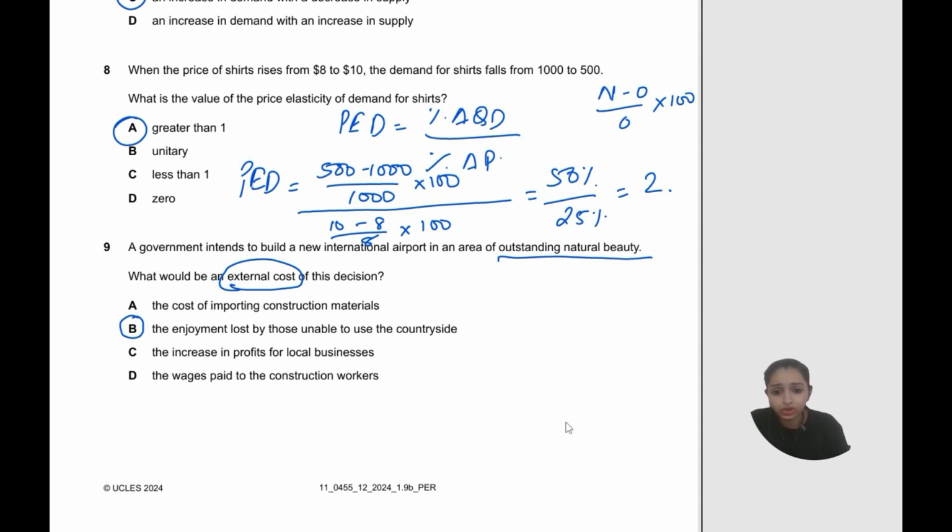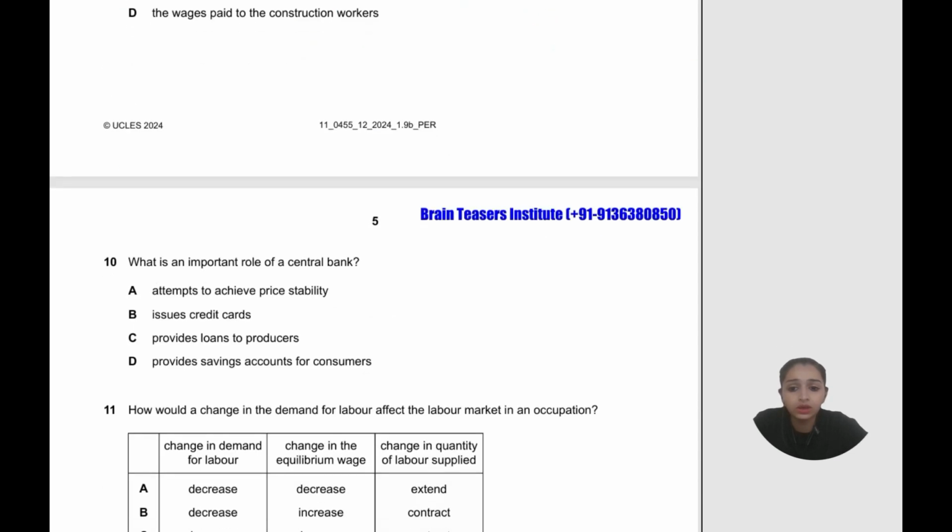Let's look at the next option also. The increase in profits for the local businesses. No, this is a private benefit, or the external benefit, depending on whose perspective we are looking at. Remember, the profits are generated. This is a positive thing. It's not an external cost. The wages paid to construction workers are only increasing the income, so it's not an external cost. So straight away B becomes the answer.